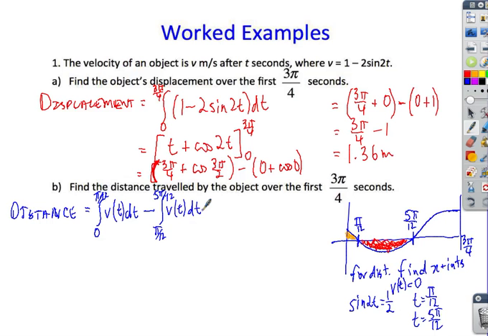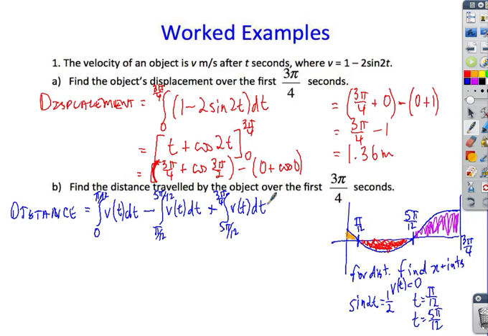And lastly, last amount of area is here at the end. Okay. And again, it's above the x-axis already, and so again we can just add its area. And so again we'll go from 5 pi over 12 to 3 pi over 4, again of the function v at t dt.